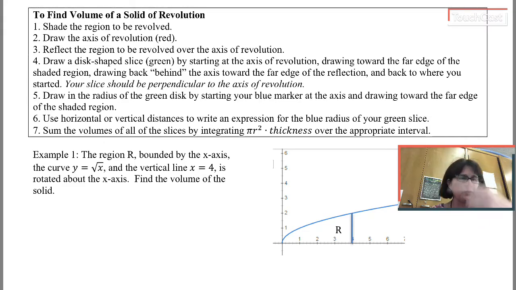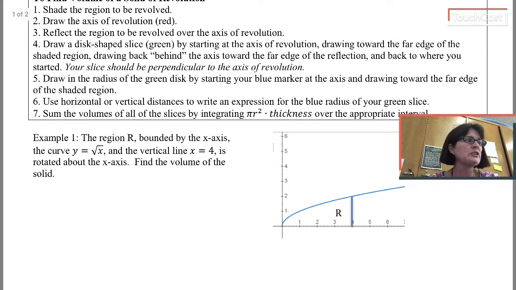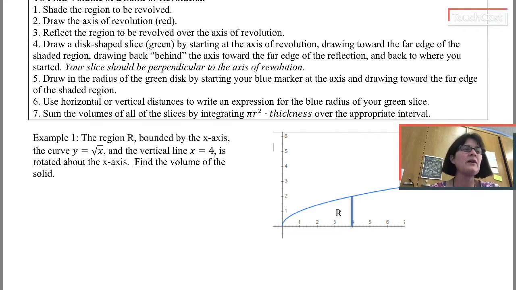So imagine that picture we had up above. I'm going to take this region R and spin it around the x-axis. I'm going to make a solid shape, and I want to find its volume. So here are my suggested steps. We're going to take that region R, and we're going to shade it in. So I'm going to use this gray color and shade it in.